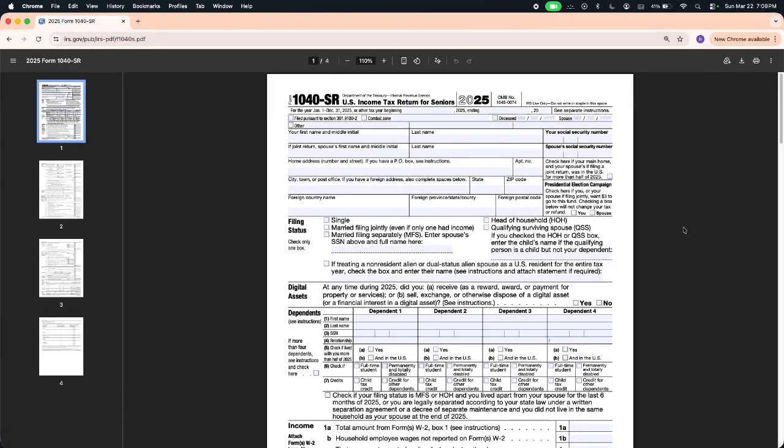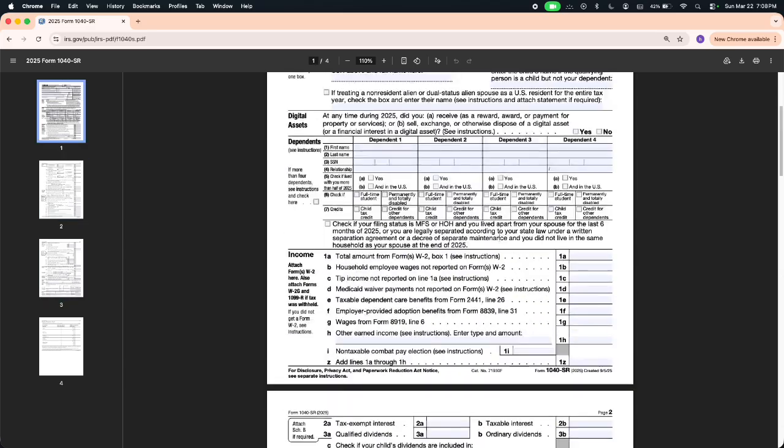Hey everyone, today I'm going to show you how to fill out IRS Form 1040SR, which is the U.S. income tax return made for seniors. So this form is used to report income, claim deductions or credits, and calculate whether there's a refund or tax due. So in this walkthrough, I'll go over the main parts of the form step by step so that it's easier to understand what goes where.